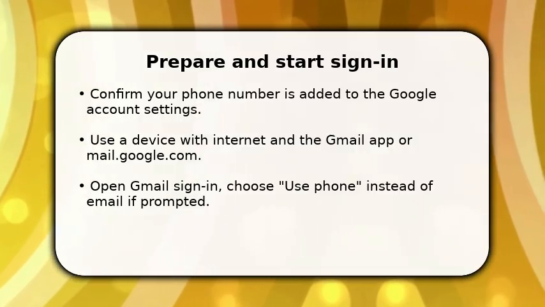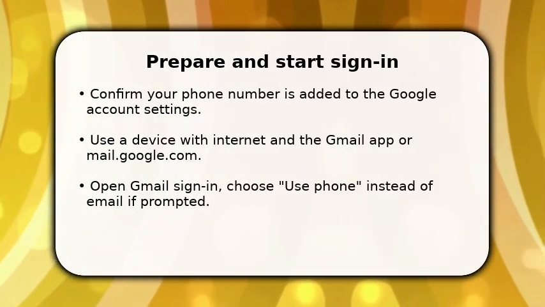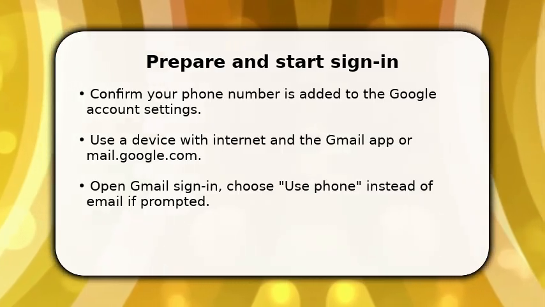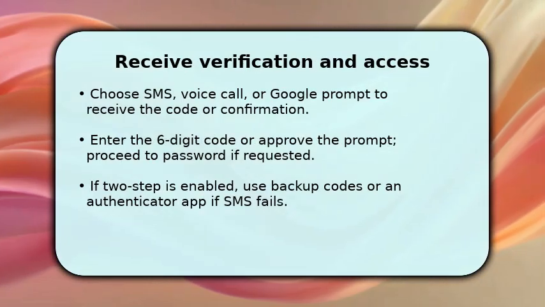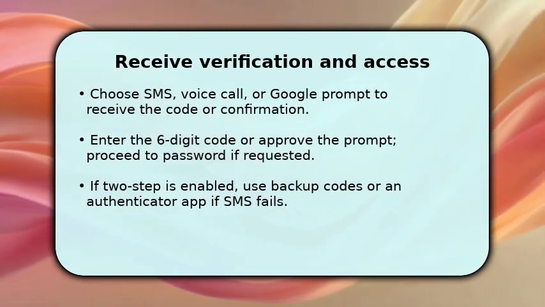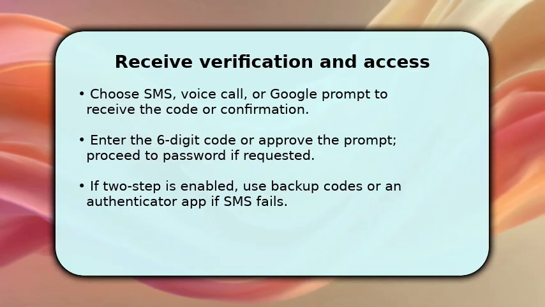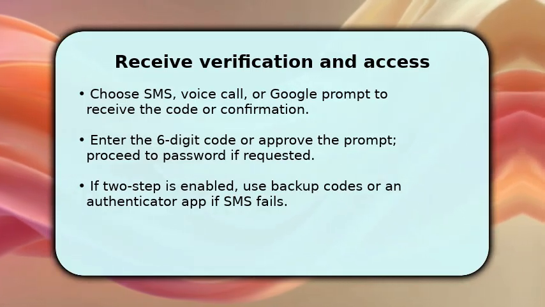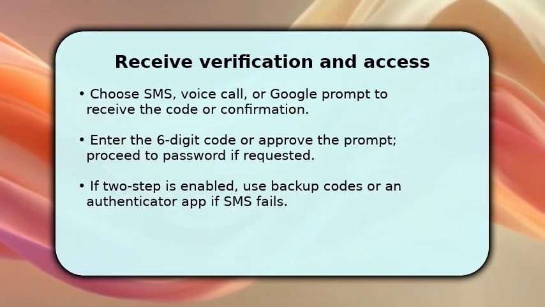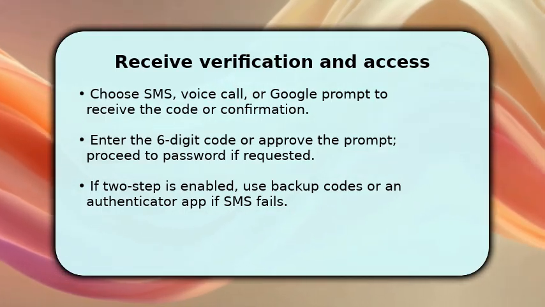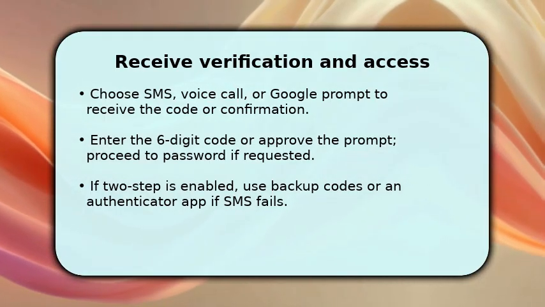You do this so Google can match the number to an account and send a verification method rather than relying on remembering an email address. After entering your number, choose how to receive verification: SMS, voice call, or Google prompt on a trusted device. When the 6-digit code arrives, type it into the sign-in field. If you get a prompt, tap Approve. If Google still asks for a password, enter it to complete sign-in.